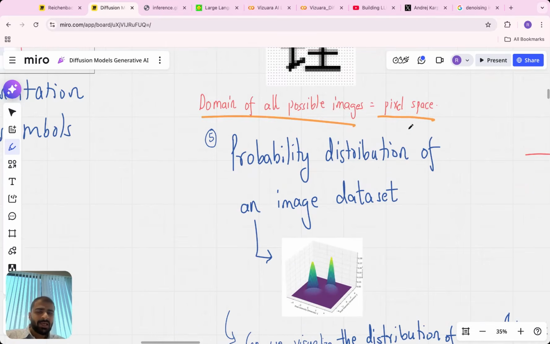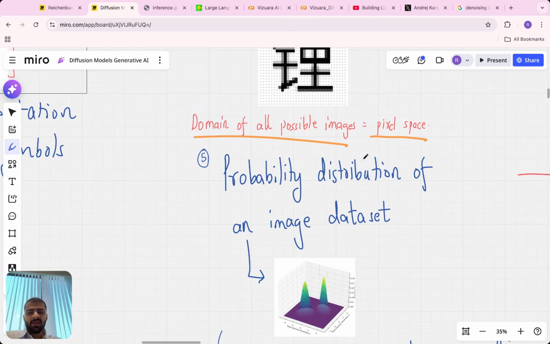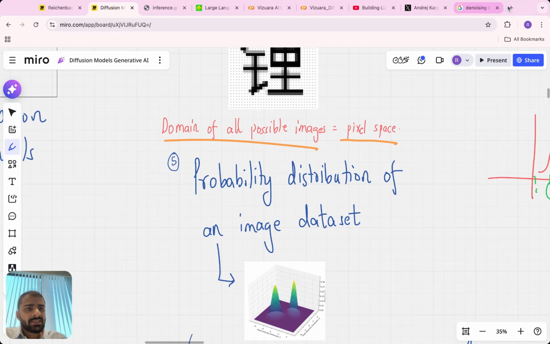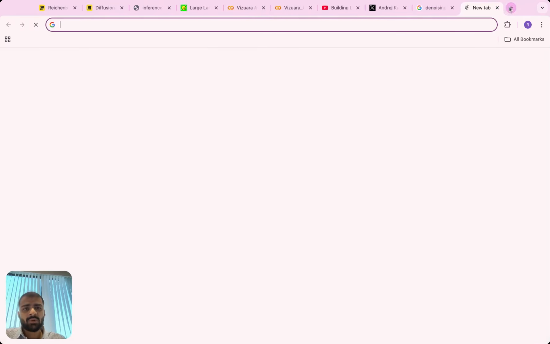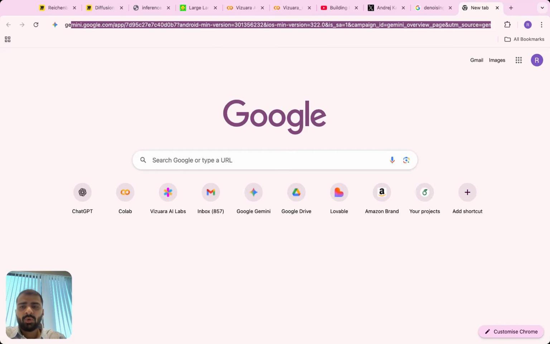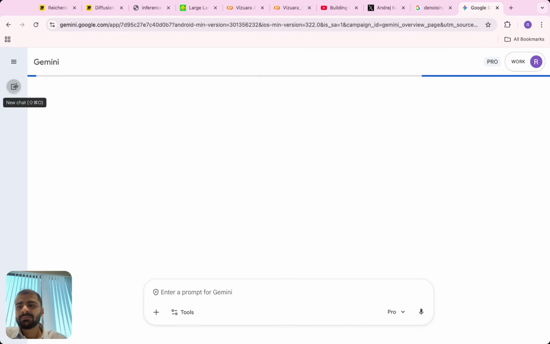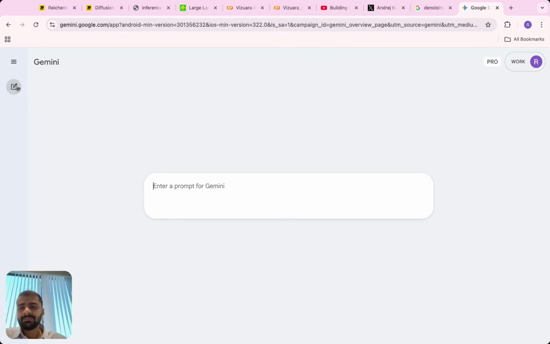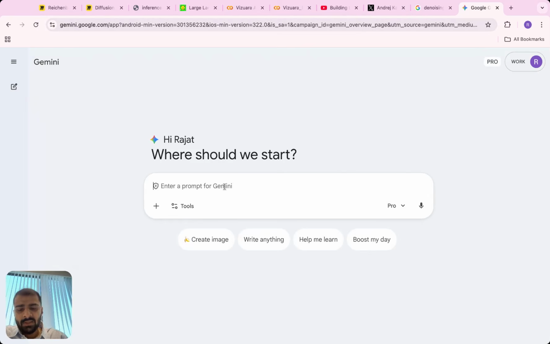But now let me take you through my process of how I would really understand how the probability distribution of an image is linked to pixel space. Let's see how to use AI tools to understand this better. So I'll go to Gemini and say, hey Gemini, I just understood the concept of pixel space.